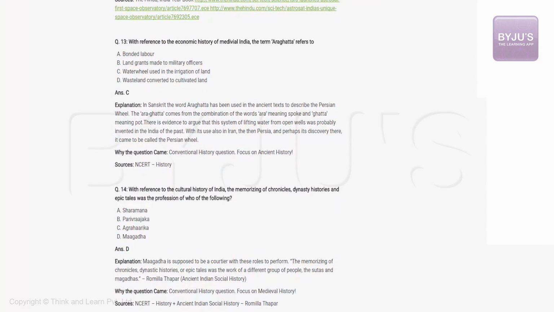An important part of doing test series is also to understand in what kind of questions you can apply elimination, and which kind of questions you cannot apply elimination.